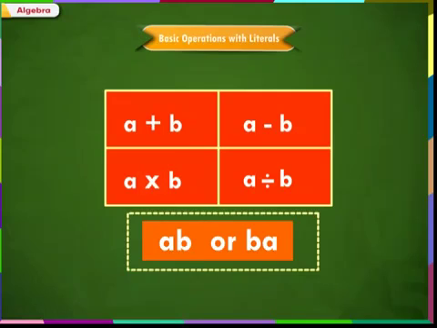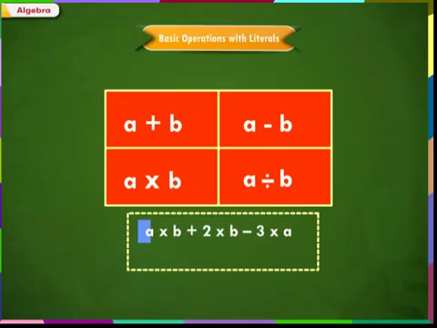This means A into B can also be written as AB or BA. Sometimes this helps to make a complicated algebraic statement look easier. For example, A into B plus 2 into B minus 3 into A can be written as AB plus 2B minus 3A. This looks simpler.